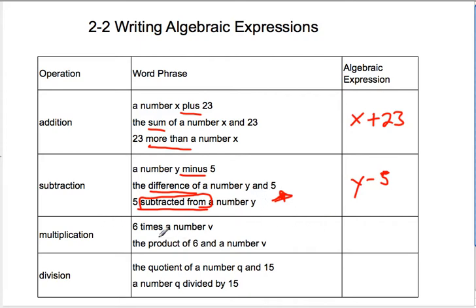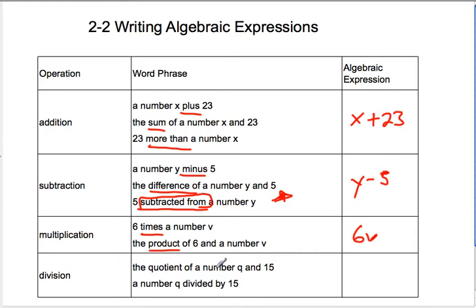For multiplication, the words are times and product. Again, these aren't all the words, but these are very common ones. So 6 times the number v, we write that as 6 right next to the letter v. We don't have to use an operation symbol because whenever a number is next to a letter, we automatically know that it is multiplication. Product, again, is a multiplication word. The product of 6 and v means 6 times v.